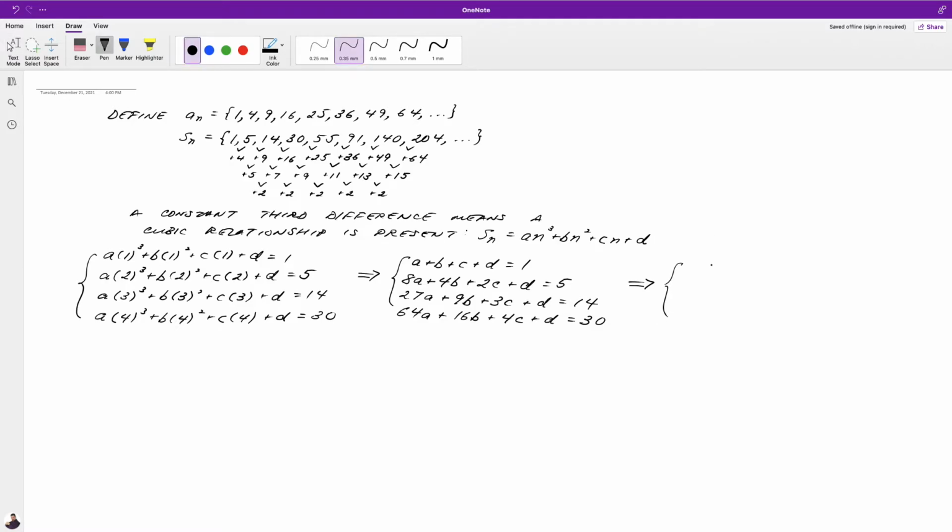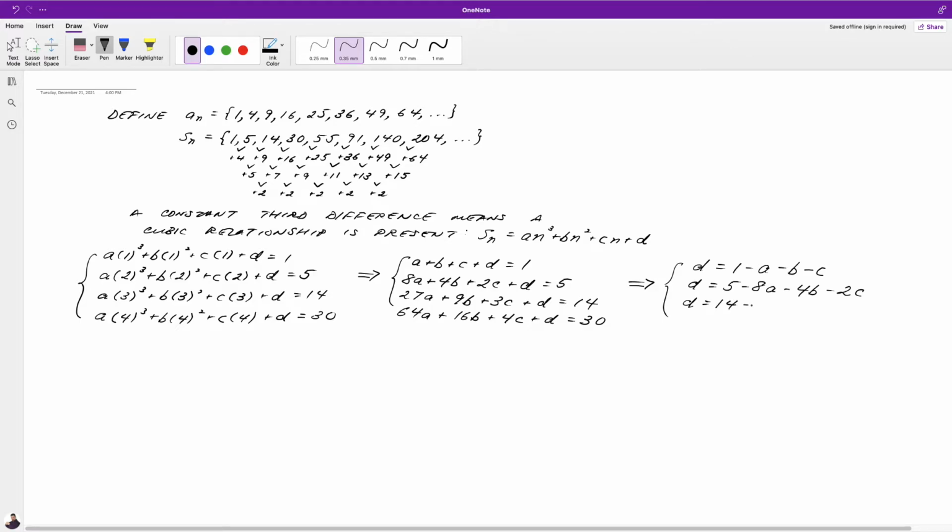Okay, so here solving for D, we're going to have D equals 1 minus A minus B minus C. Here we're going to have D is equal to 5 minus 8A minus 4B minus 2C. Here we're going to have D is equal to 14 minus 27A minus 9B minus 3C. And here we're going to have D is equal to 30 minus 64A minus 16B minus 4C.